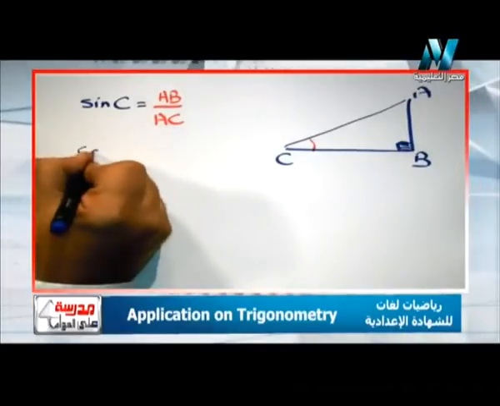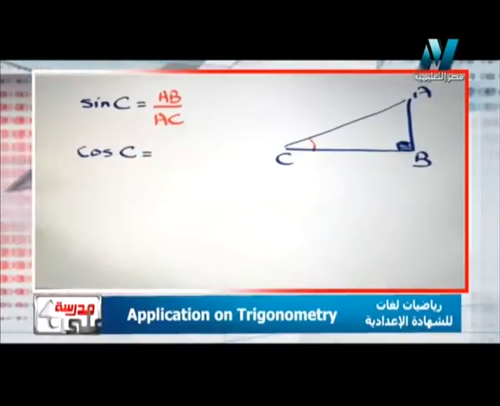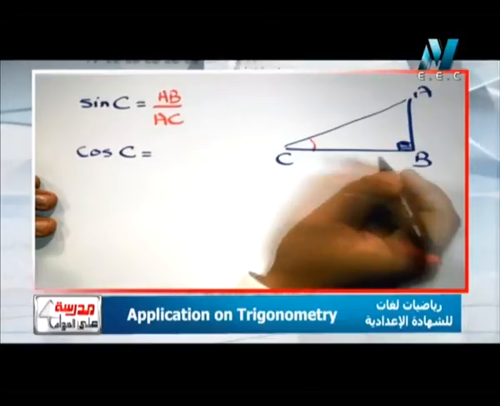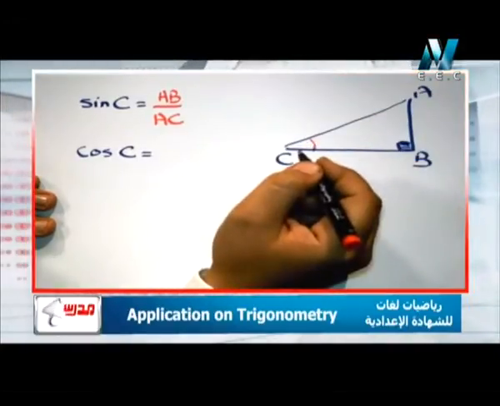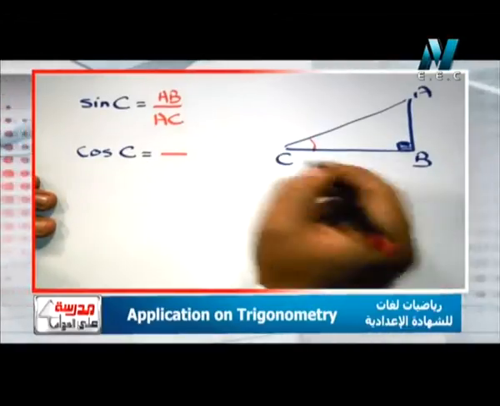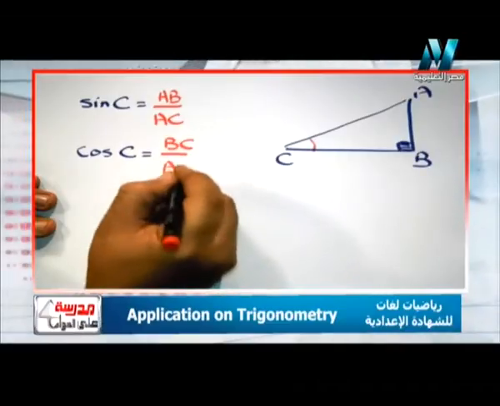cosine angle C, and the rule of the cosine for any angle, it's the ratio between the adjacent and the hypotenuse of this angle. So I have to write cosine angle C is BC over the hypotenuse, which is AC.